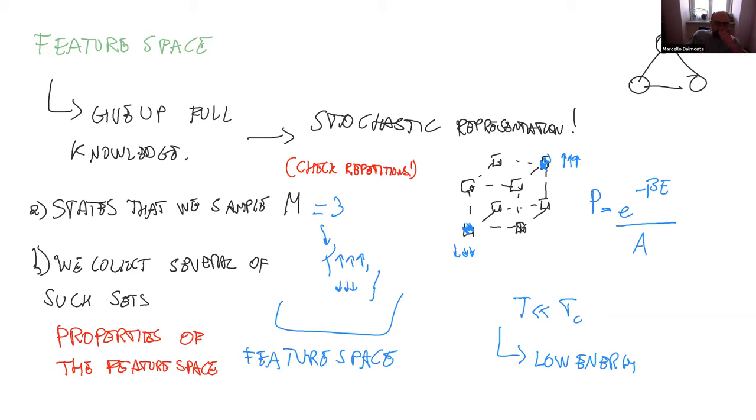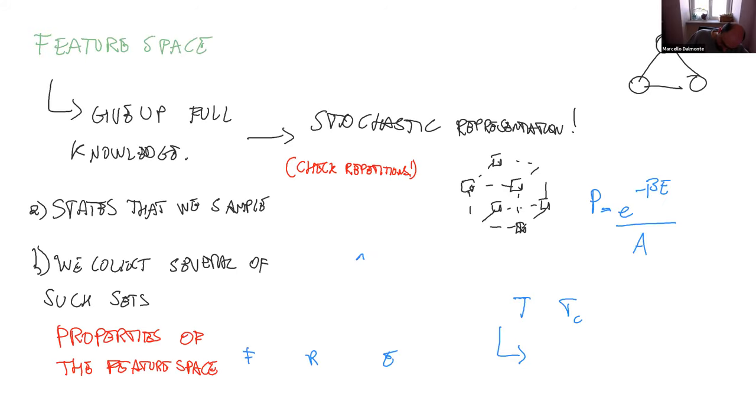Okay, so now I've shown you the feature space for a low temperature phase. We can try to do the same trick now for high temperature. It's a very simple exercise. Let me erase this. Okay. We start looking at the high temperature case. If we take T much larger than TC, we reconstruct our very nice cube.